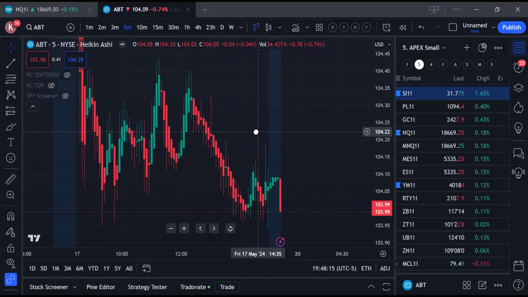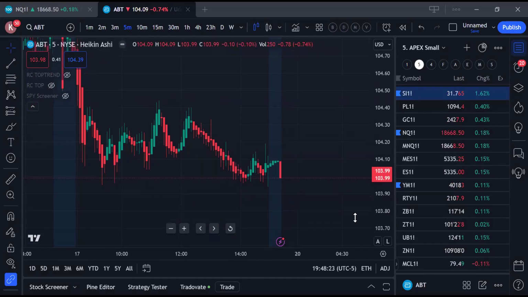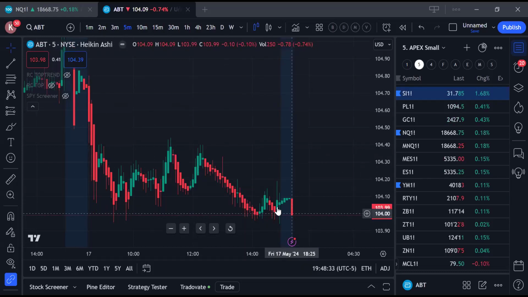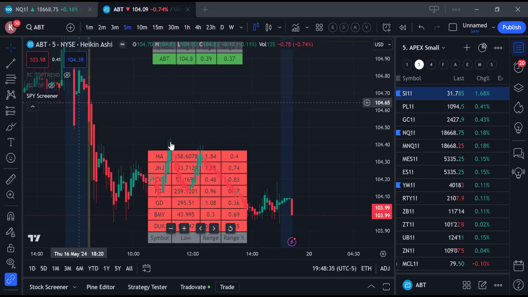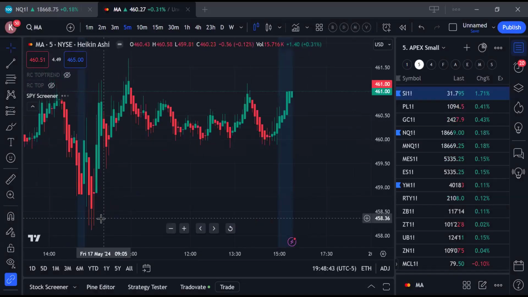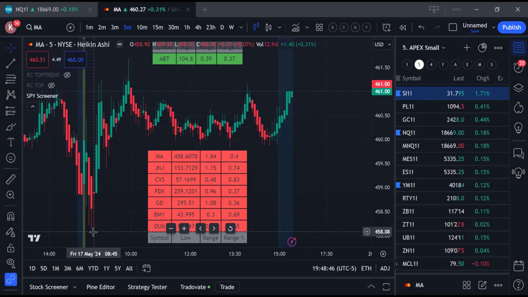The stock went up and came all the way down by the end of the day. It started somewhere here in the morning. By the end of the day, it came all the way down. In the same way, let us look at MA. Right, MA in the morning, it was somewhere here, it was down. By the end of the day, it went all the way to the top.